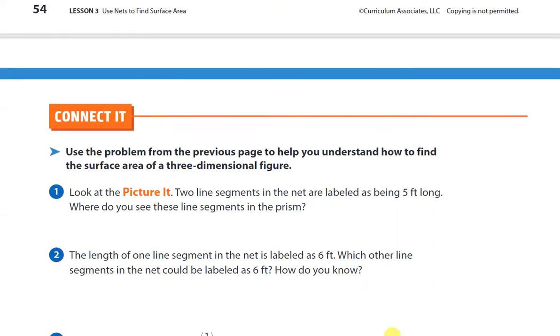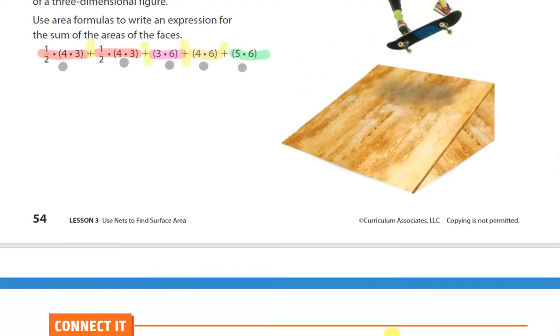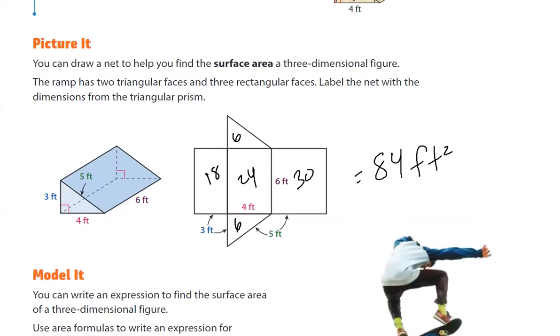Two line segments in the net are labeled as 5 feet long. Where do you see the line segments in the prism? Okay, so they labeled, okay, I see where they've got that label. So they've got 5 feet here, and 5 feet here, and 5 feet here.